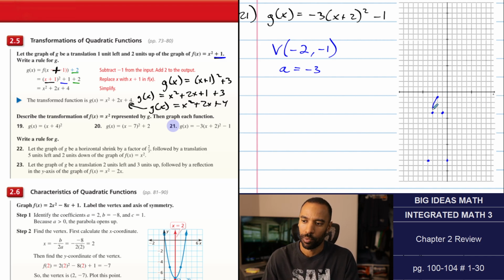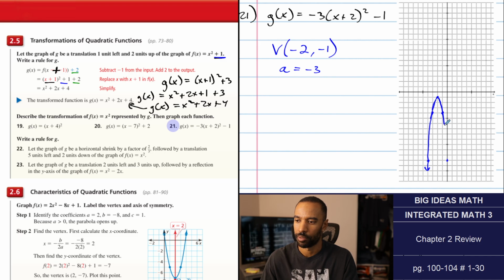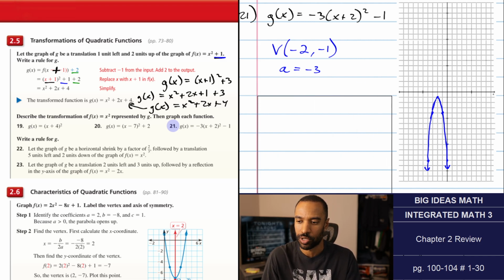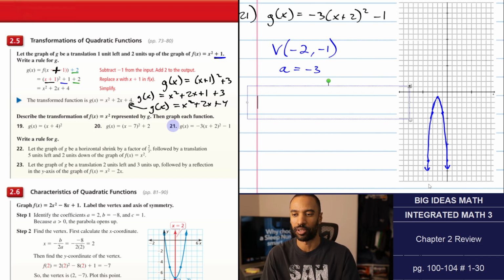If I went over 3, I would have gone down 27 instead of 9, and over 4, I would have gone down 48 instead of 16, all that kind of stuff. 3 times more than normal. So it is a vertical stretch of 3. It is a reflection in the x-axis, yes, and then it's a translation. I translated first because I knew I was going to stay there, but you have to describe it last here.